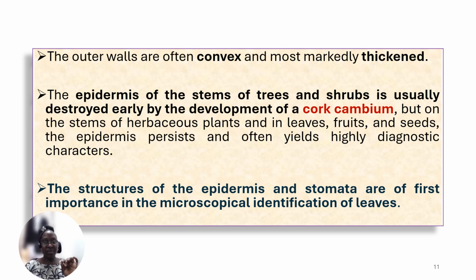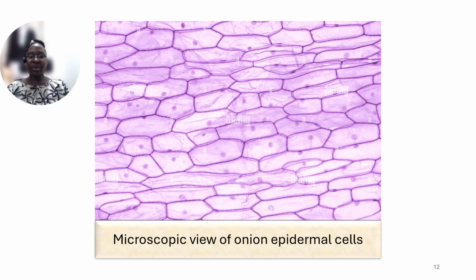We are going to see these. The structures of the epidermis and stomata are of first importance in the microscopic identification of leaves. When it comes to leaves, we deal mostly with the stomata and the epidermal structures. This is the microscopic view of our onion cells. We said it is kind of rectangular, sometimes concave. So this is how normal and specialized epidermal cells appear.